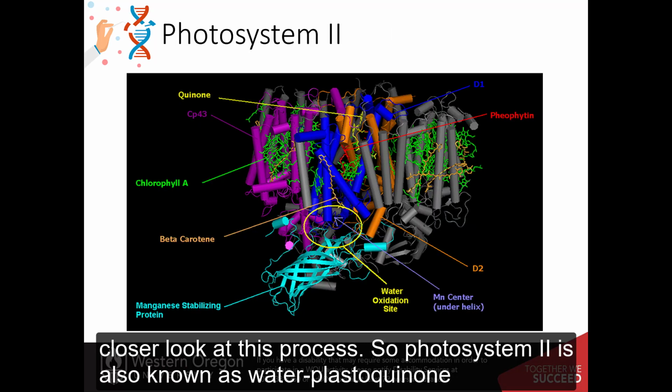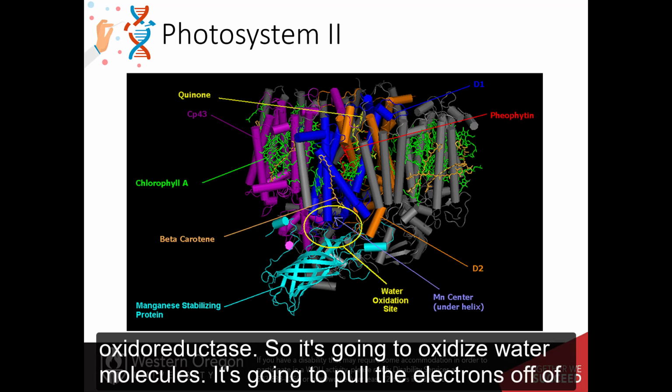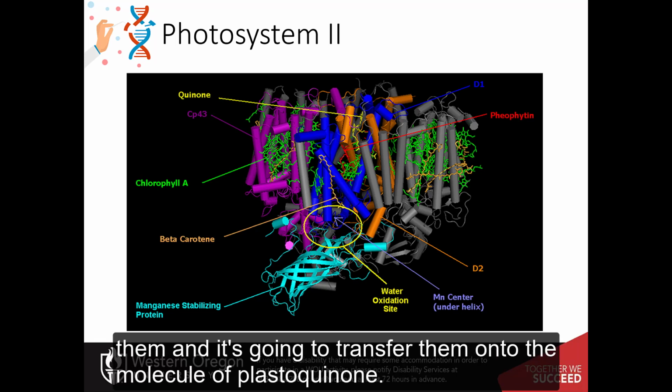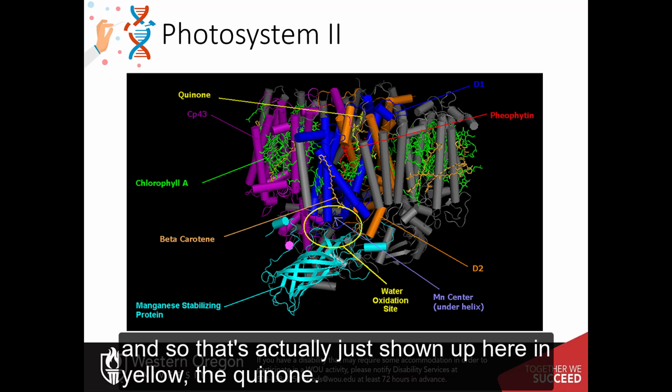So photosystem 2 is also known as water plastoquinone oxidoreductase. So it's going to oxidize water molecules, it's going to pull the electrons off of them, and it's going to transfer them onto the molecule of plastoquinone. And so that's actually just shown up here in yellow, the quinone.